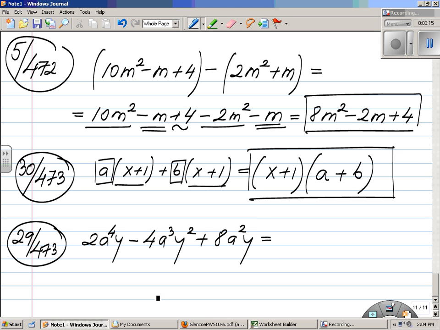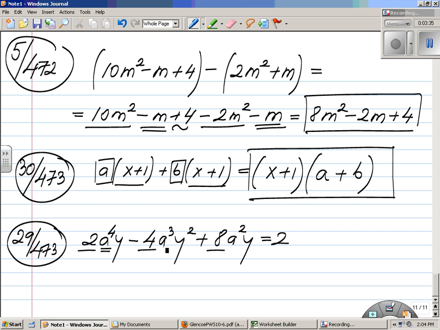Common factors. First thing, you check your coefficients. What is the greatest common factor of 2, 4, and 8? Is what? The greatest common factor, a number that will go in all three of them. Which one is? 2, right? Good.